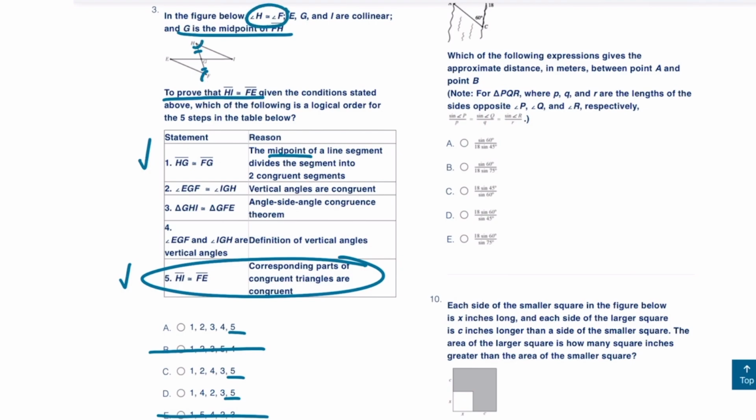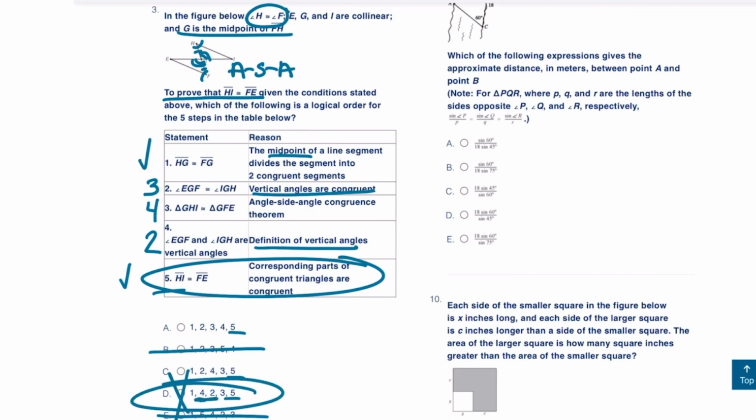We're also given equivalent angles, and you might notice these vertical angles here. If I make them congruent, which I can, so I've got to first say that they're vertical, and then that means that they're congruent. Now I have my angle side angle, so I can say that's the third statement, and so then I've got my order there, which is looking like option D.